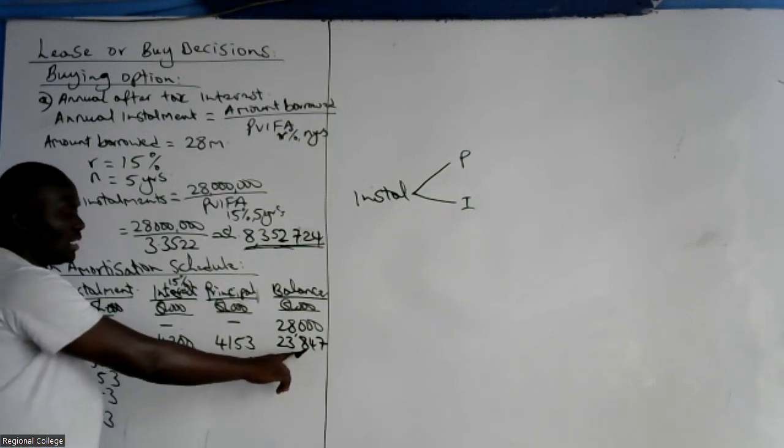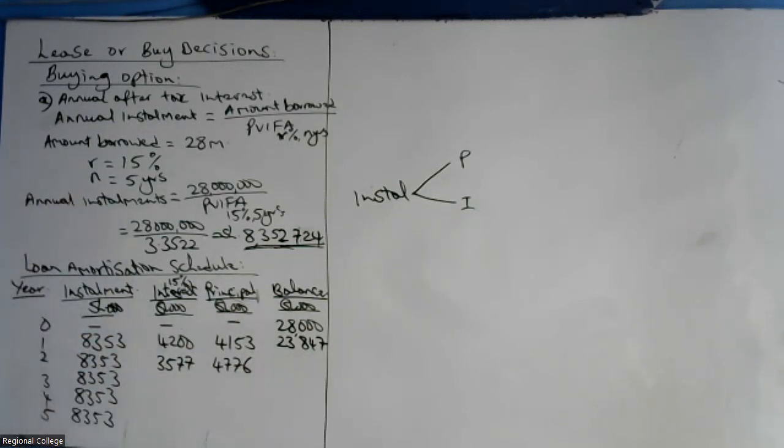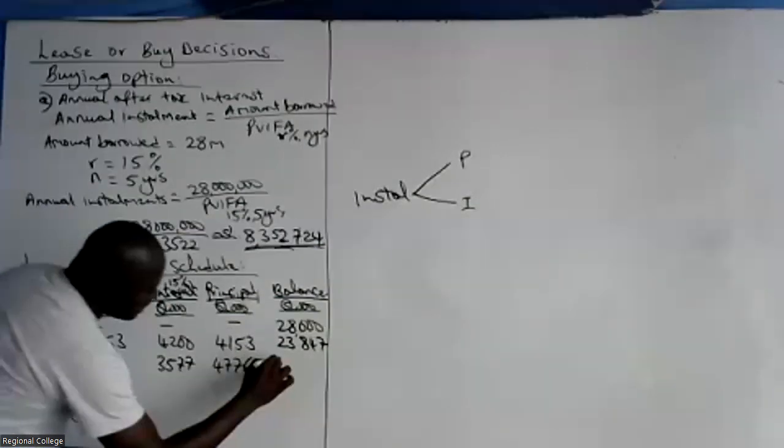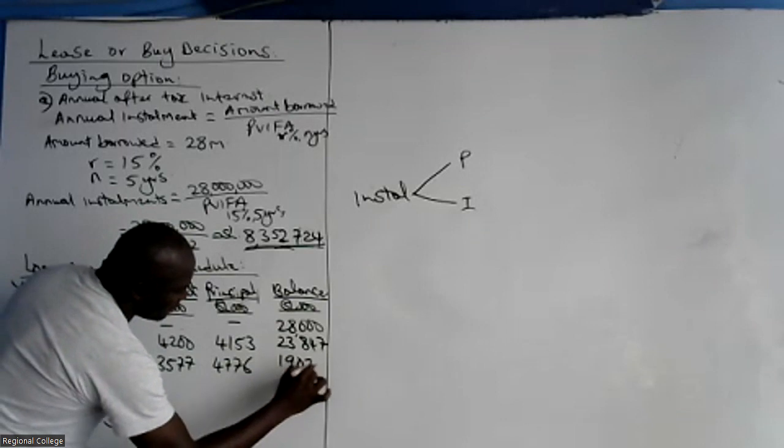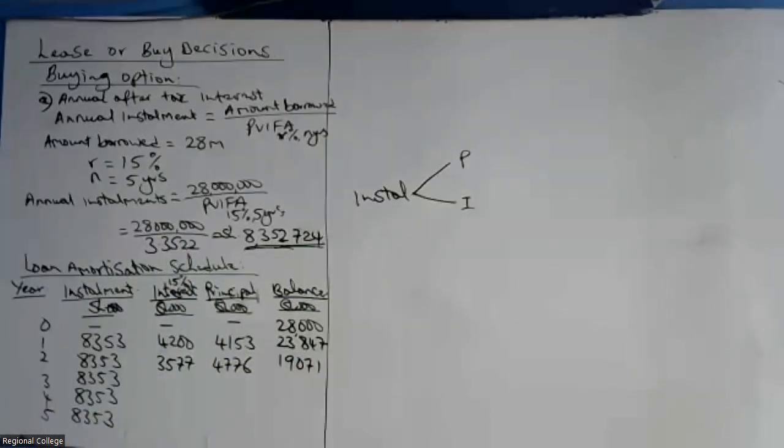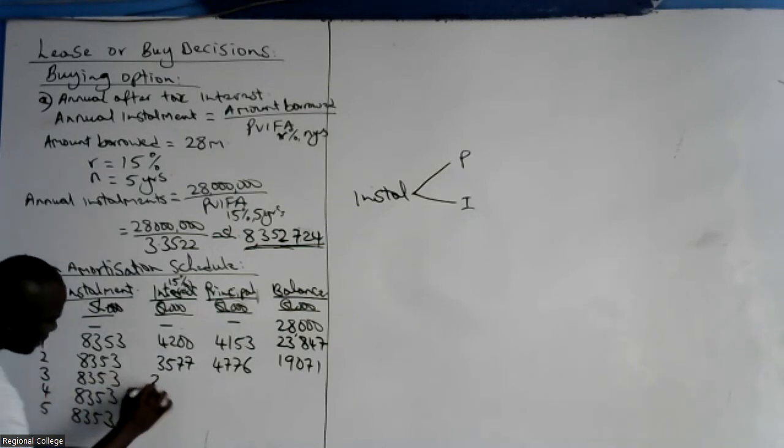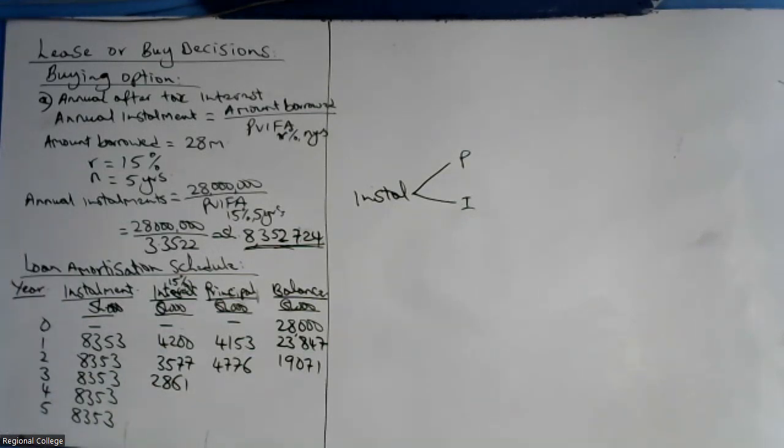Starting year 2, I had this loan and repaid 4,776. Remember, how much is left? 19,071. Remember the interest does not form part of the loan balance. It is your finance cost. Loan balance is the principal that I'm repaying. Then in the third year, how much is the interest? 19,071 times 15%, which is 2,861. Principal equals how much?